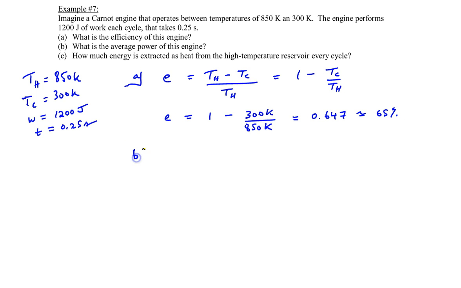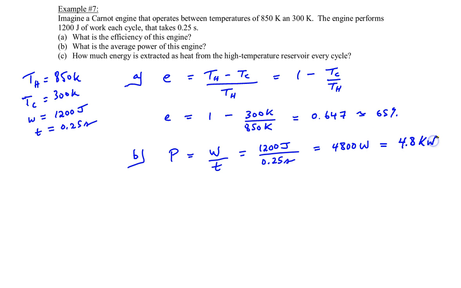In part B, we're trying to find the power. Capital P, the formula for power, is the amount of work done per cycle divided by the time that each cycle takes. So the power of that cycle would be 1200 joules of work done in a time period of 0.25 seconds. That gives you an answer of 4,800 watts, or you could rewrite this, if you'd like, as 4.8 kilowatts.